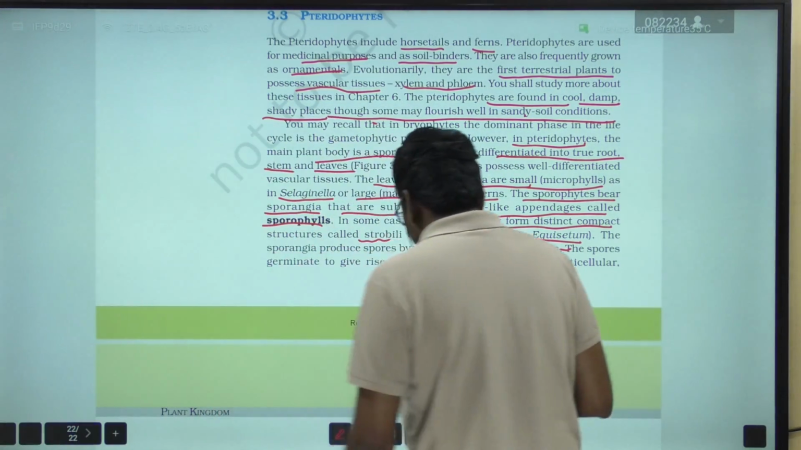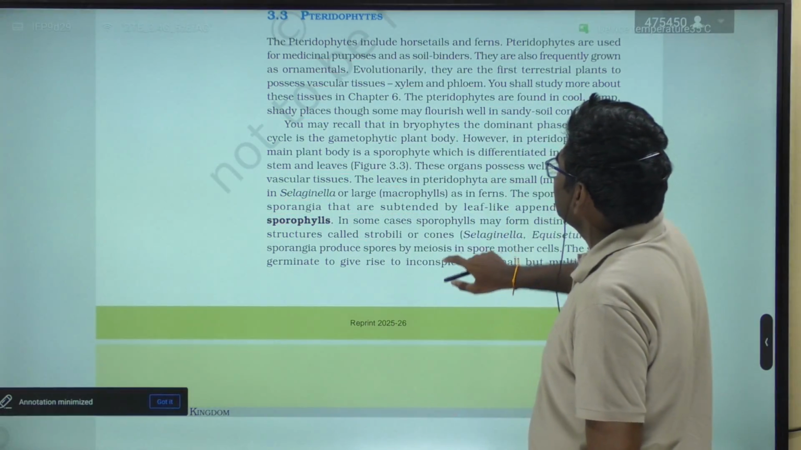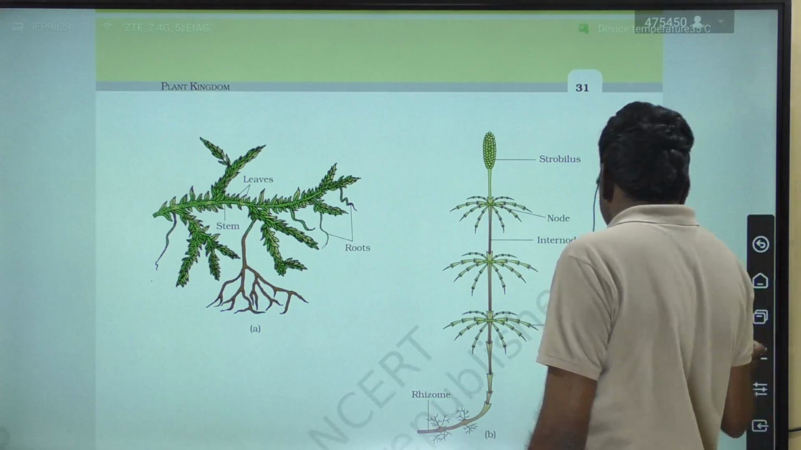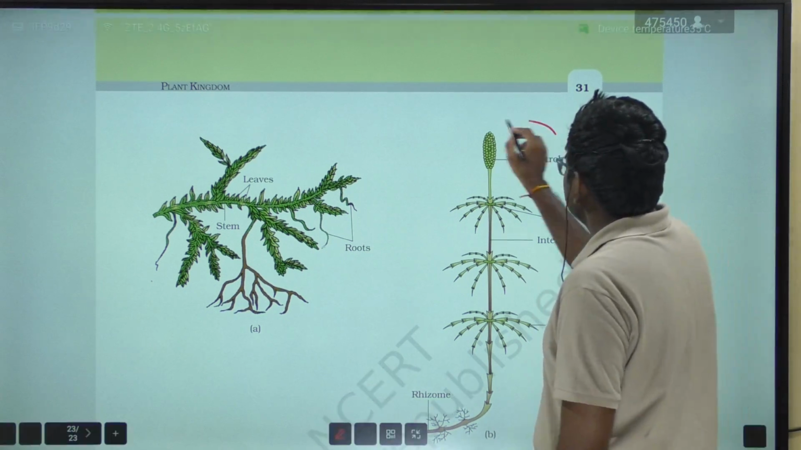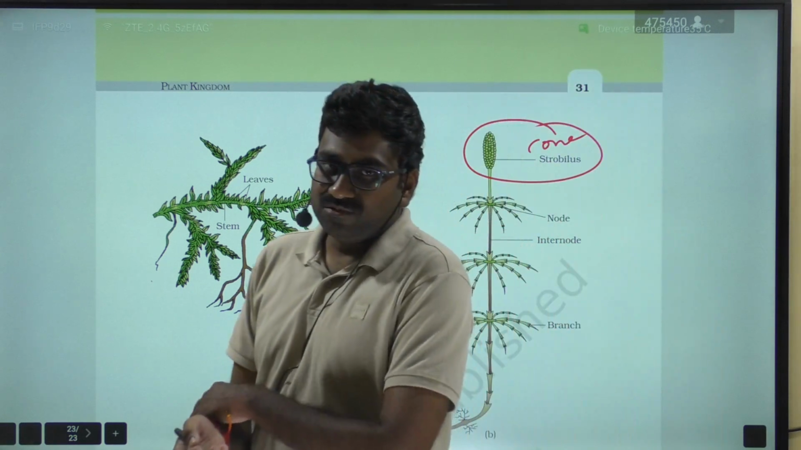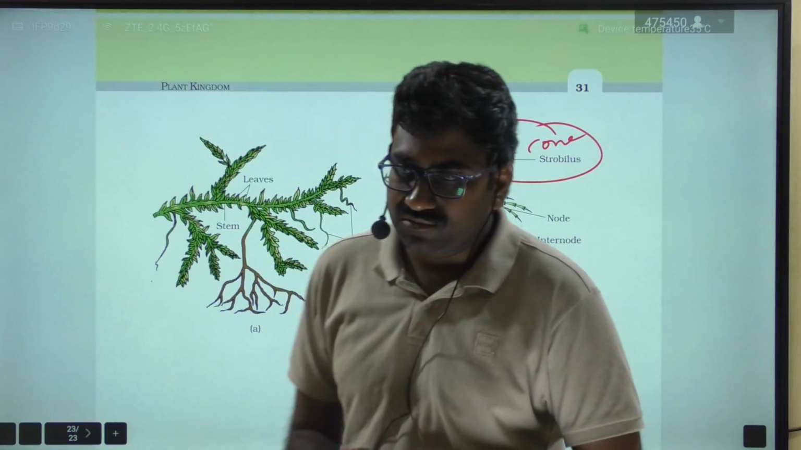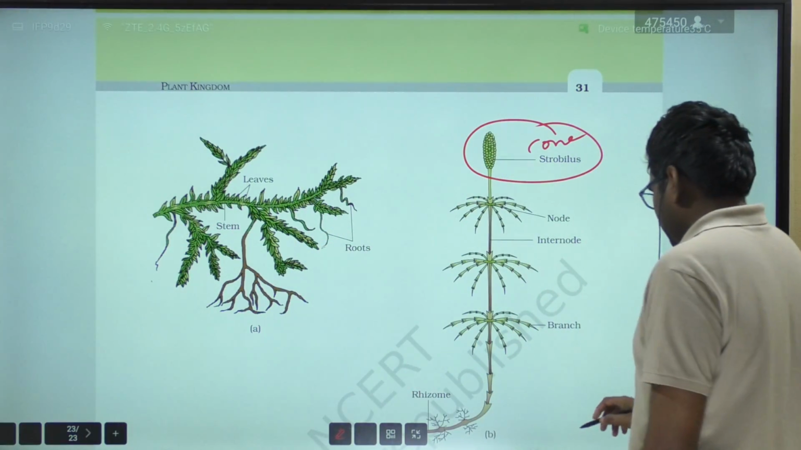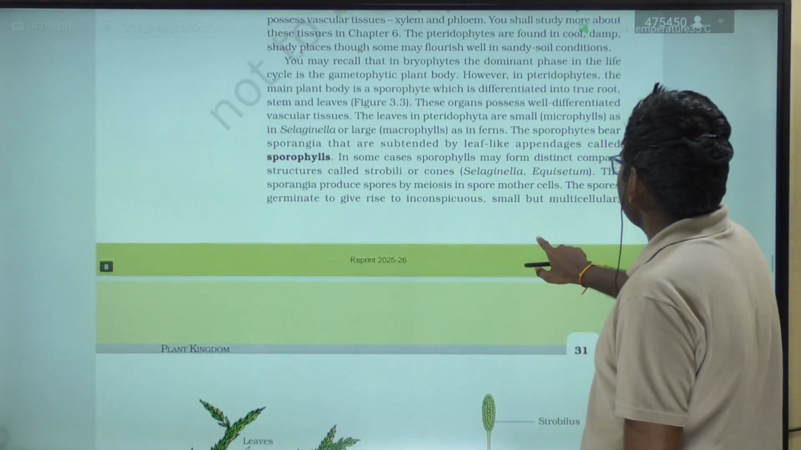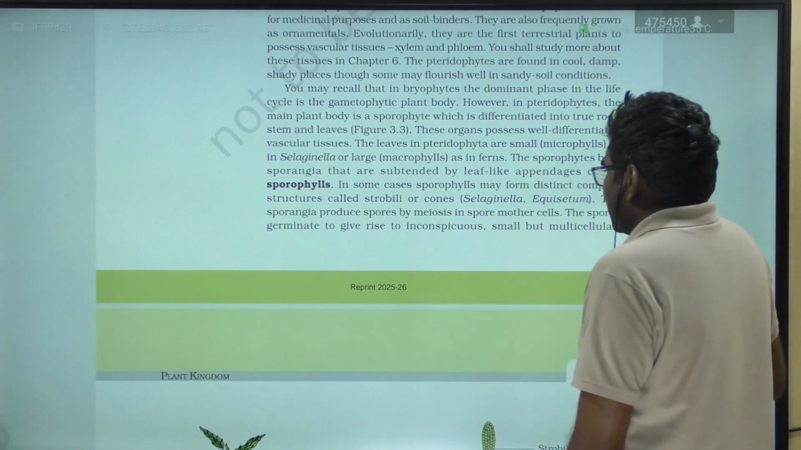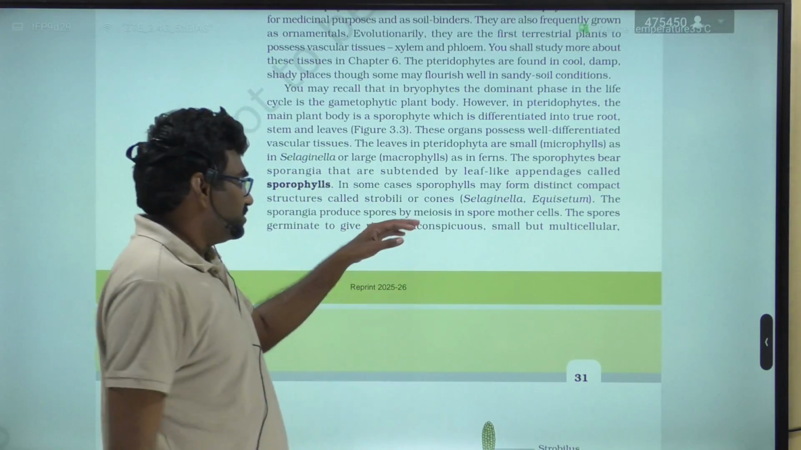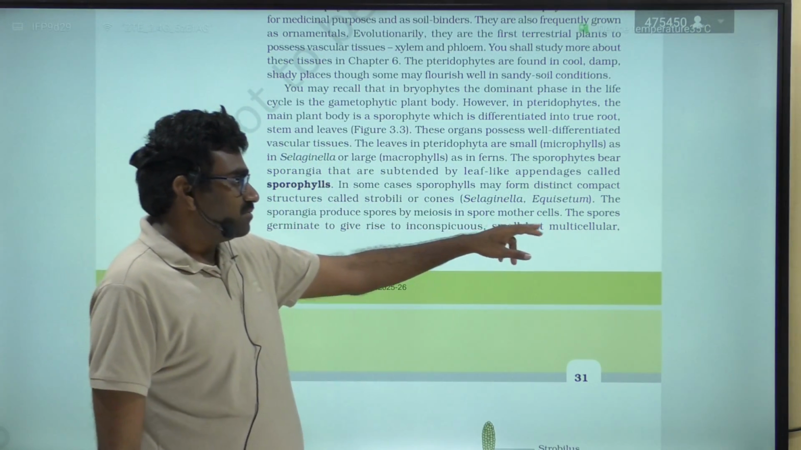So this is a strobilus or cone, whereas in gymnosperms it is called a cone or strobili. The sporangia produce spores by meiosis in spore mother cells.